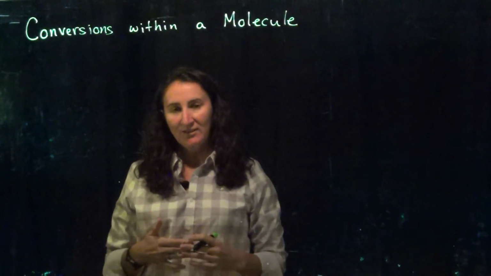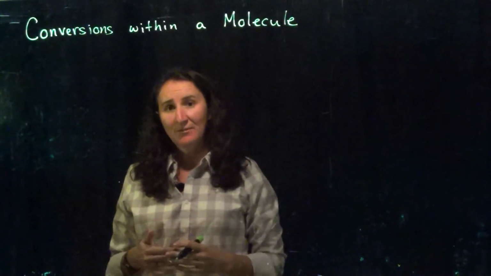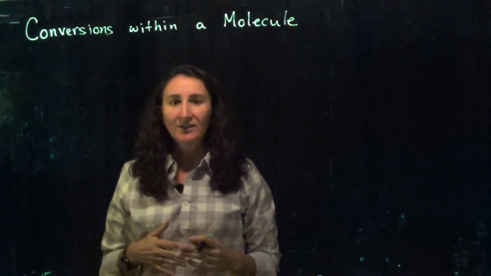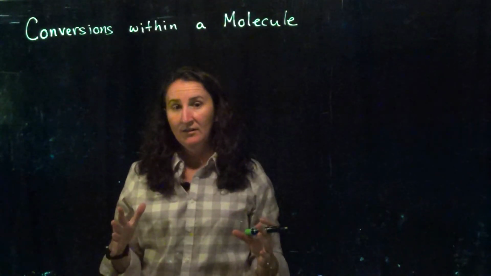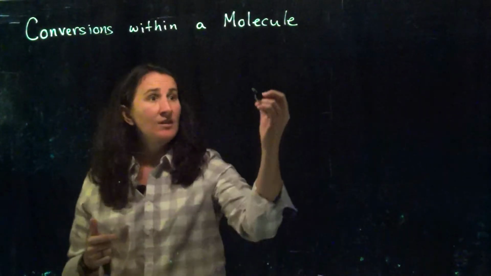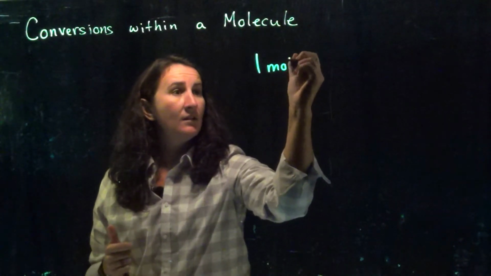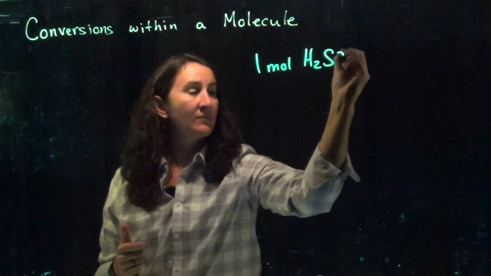In the last video, we looked at conversions using Avogadro's number. In this video, we're going to look and see if we can't figure out if there's any good conversions we can do within a molecule. And so let's start out with an example of 1 mole of sulfuric acid.